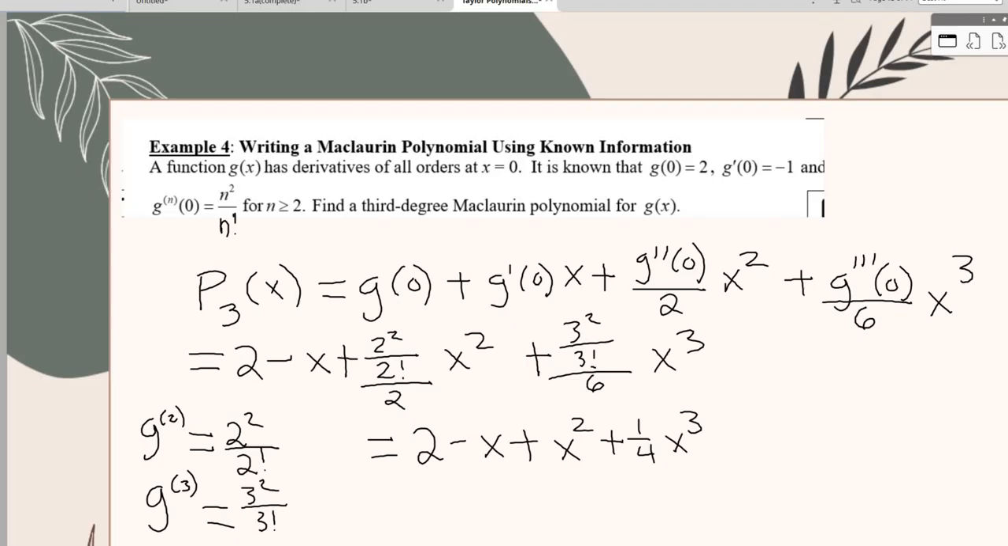Questions on that? So again, none of these are necessarily in and of themselves hard. There's just a lot of moving things, and you have to memorize that formula. But questions about our Taylor or Maclaurin polynomials?